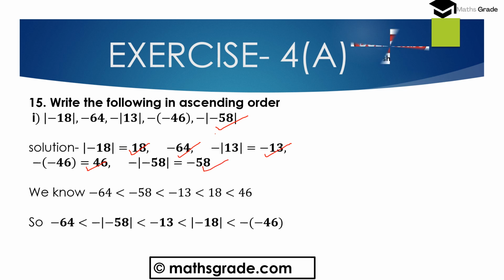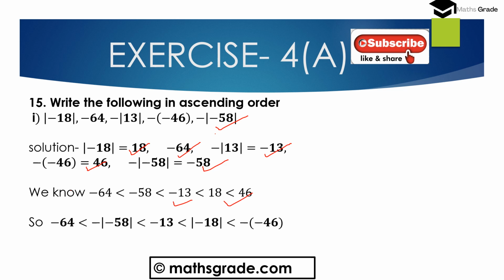And we know now we have to arrange these integers in ascending order, that is smallest to greatest. We know minus 64 is less than minus 58, is less than minus 13, is less than 18, is less than 46. Minus 64 is the smallest negative integer in this set of integers, and positive 46 is the greatest integer in this set of integers.